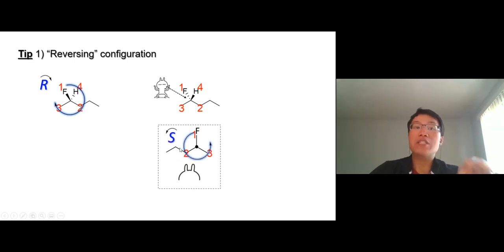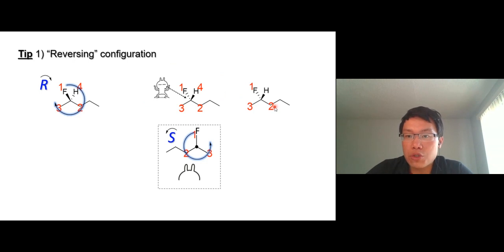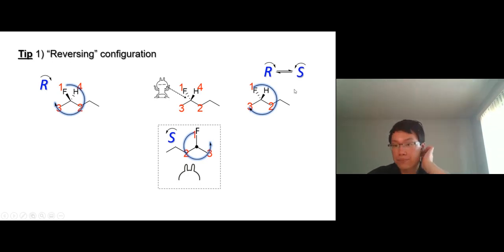Now, here's what we're going to do. You can reverse it. Keep the molecule as it is. You don't have to look from behind. So take a look: 1, 2, and 3. Oh, hold on. Of course, we cannot do that, because you have to look from the direction where the 4th priority is away from you. That's from the instruction. But just do it as it is: 1, 2, and 3. Of course, you're going to get an R, and then you flip it to S. You can do that. We call this reversing configuration. I call it that; it's not in the textbook.